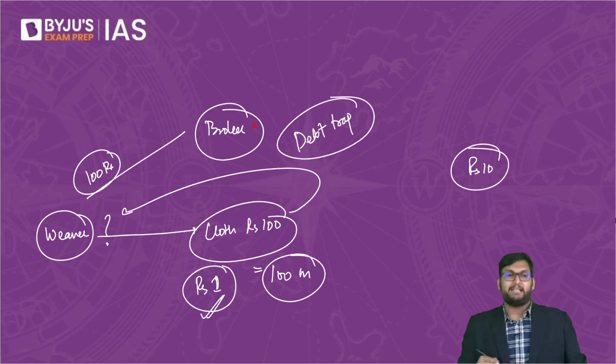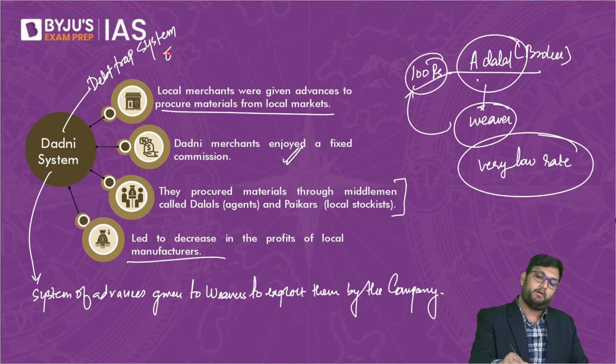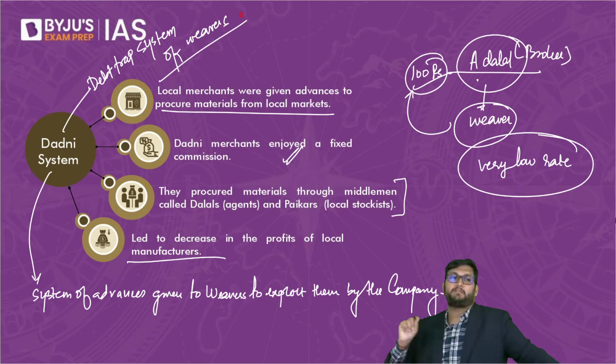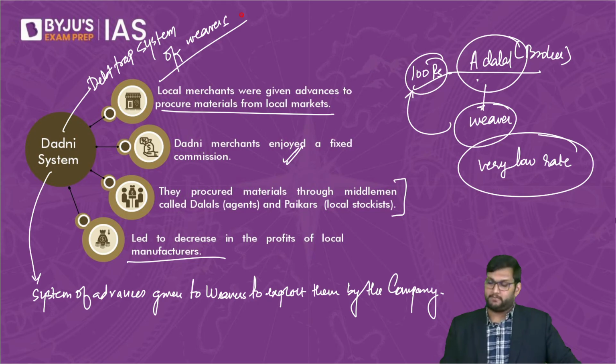So basically, the Dadni system was the debt trap system of weavers. This is the only thing you need to remember. If you see the word Dadni, just think of weaving. Clear, everyone? The Dadni system is a debt trap system in which weavers were given advances and thereafter they had to produce at a fixed cost, very, very low. It's technically Ryotwari but for a weaver.